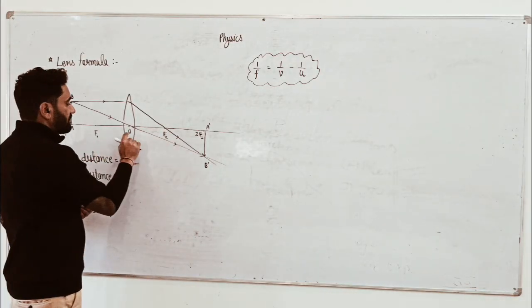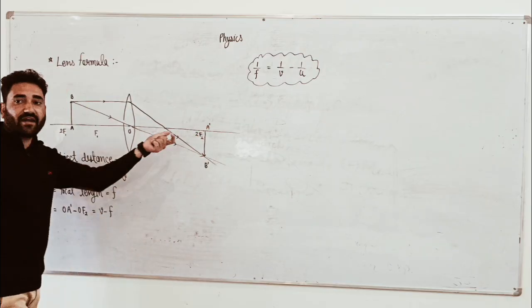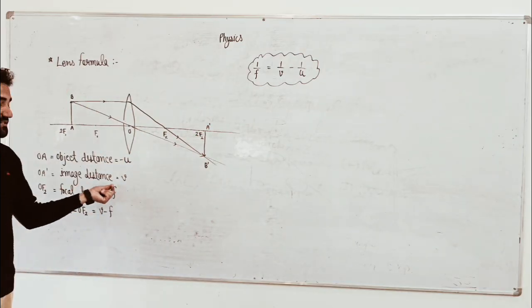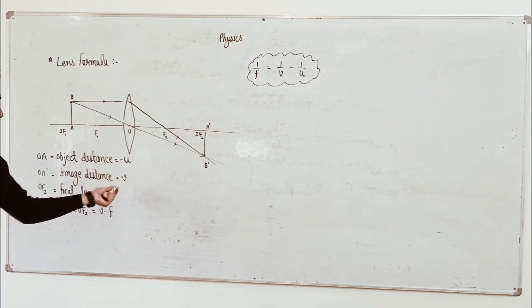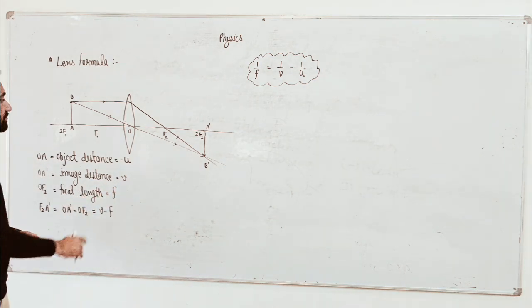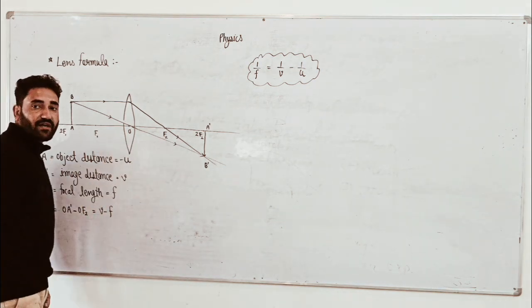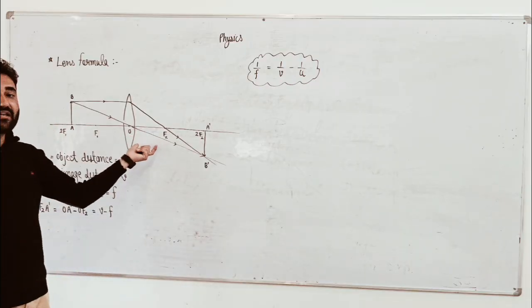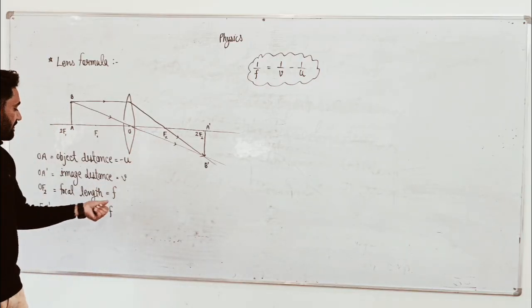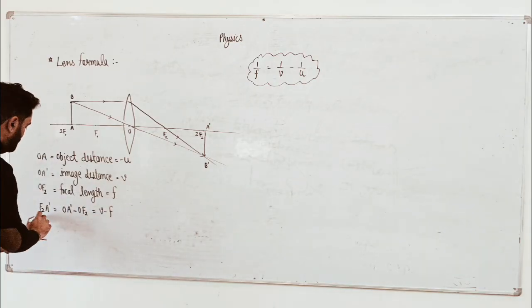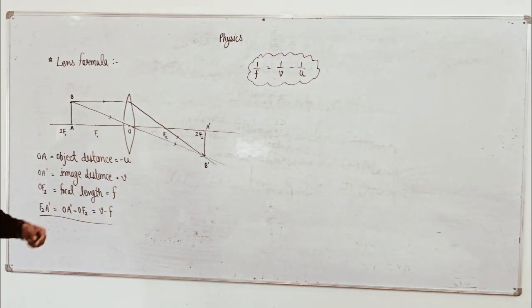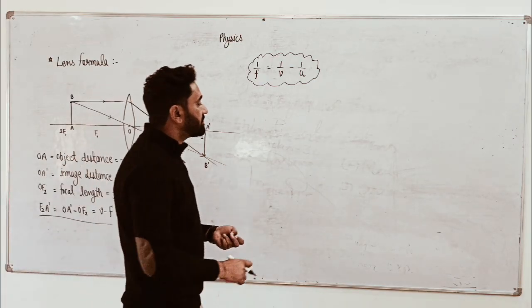OA dash, from point O to A dash, is known as image distance, and we indicate it with the symbol V. Also OF2, from point O to point F2, is the focal length of this convex lens, and we indicate focal length by small f. This term we will use in further derivation, so we write it here.